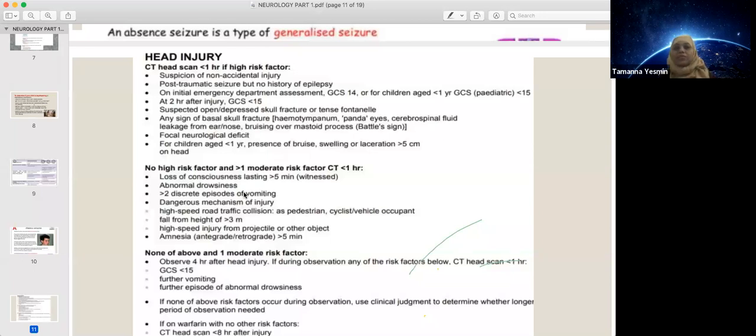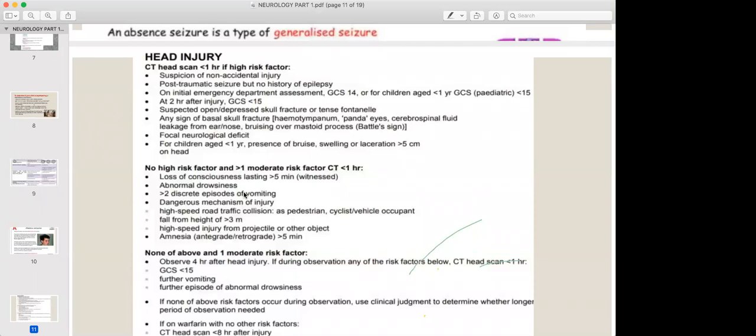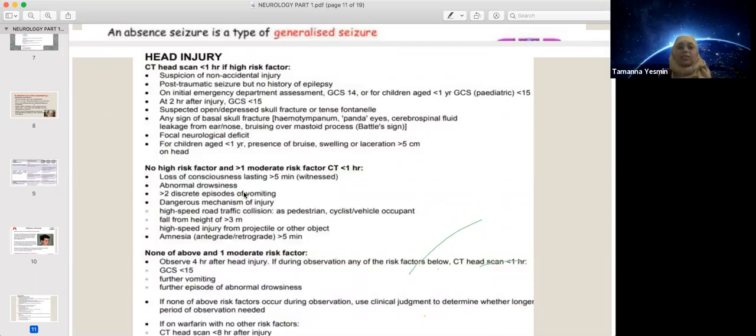Dangerous mechanism of injury like a dangerous blunt trauma. Then high speed road traffic accident. Suppose a cyclist with a vehicle. Then fall from height more than 3 meters. So remember, 3 vomiting, 3 meters. And more than 5 minutes, that means 6 minutes of loss of consciousness. These parameters are important because you will get questions on them in the exam.